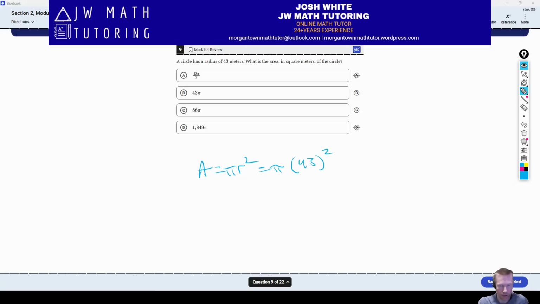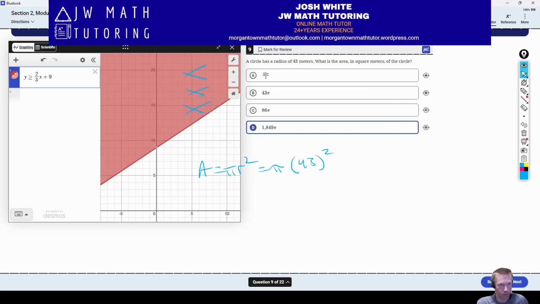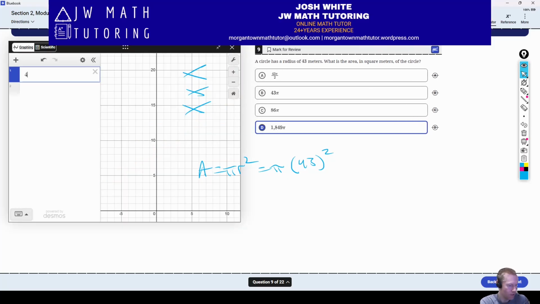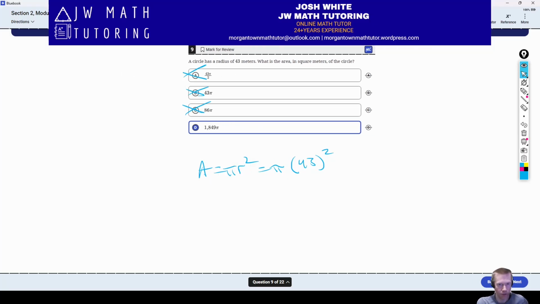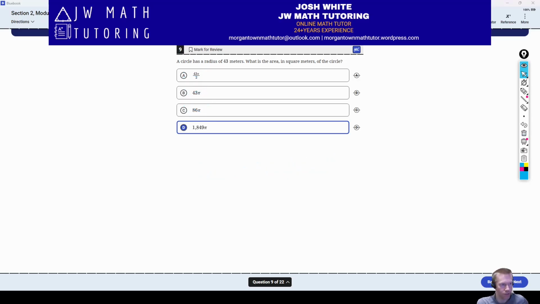So you can plug in here. And we're going to take 43 and we're going to square it. But first of all, I know by process of elimination it has to be D because 43 times 43 is not 43 over 2. It's also not 43, and it's also not 86. That's 43 times 2, not 43 squared. So it has to be D, but you can just go to Desmos and just confirm. 43 squared is 1849, and of course we also have the pi, so the correct answer for this one is just letter D.